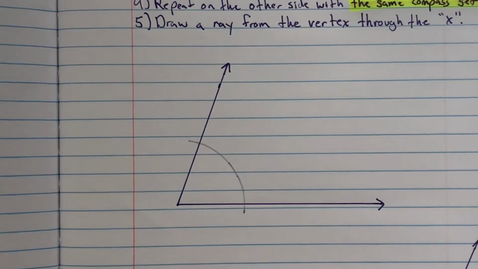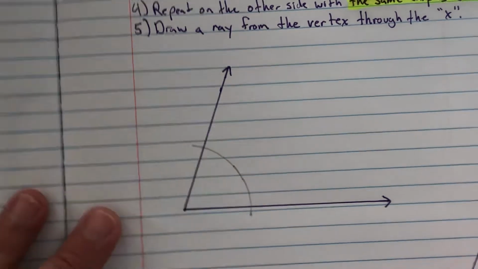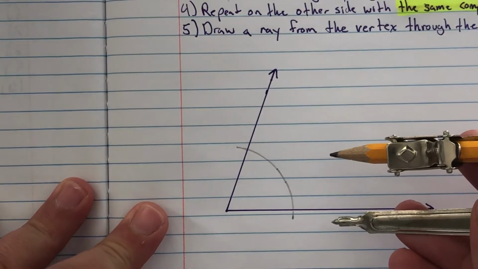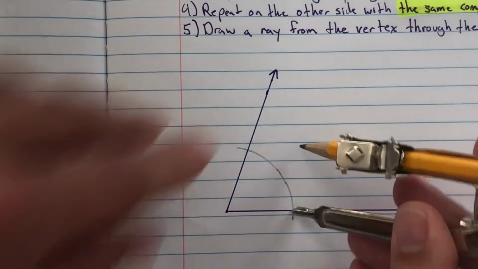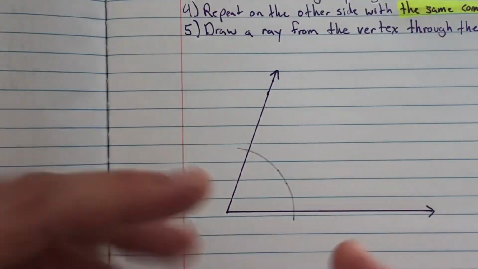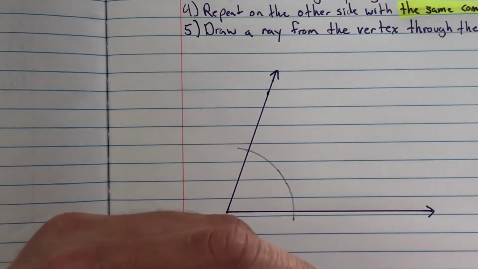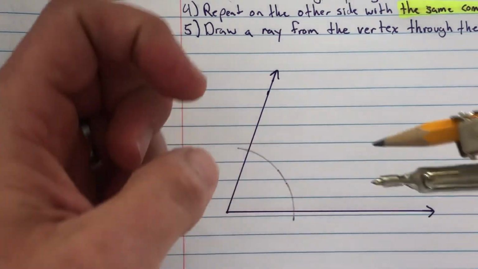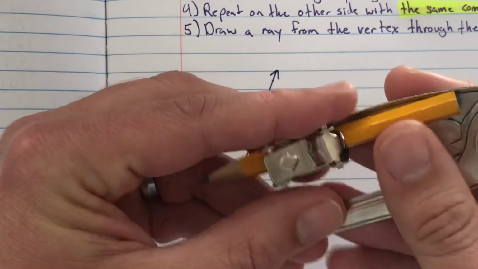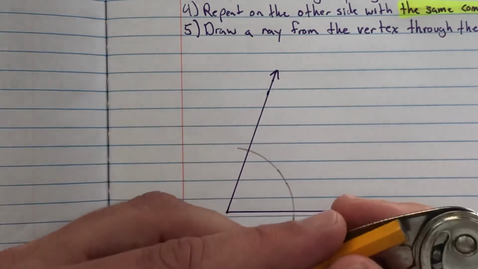So you can't move your compass setting, and it has to be long enough that they're going to meet somewhere out in the middle. So be generous on how big you make it. Don't make it super tiny. Make it pretty generous. And then I'm going to move my paper.